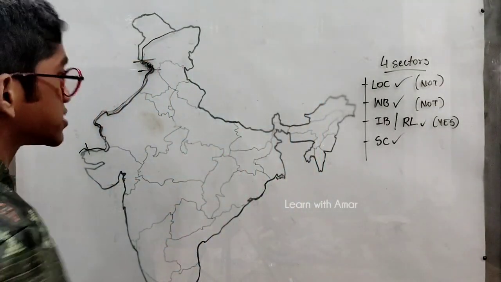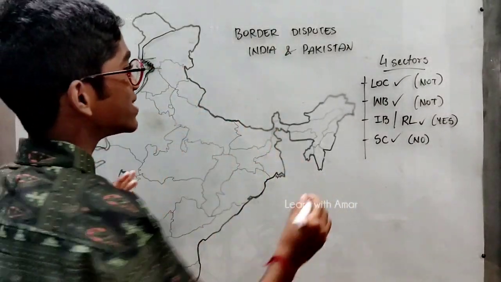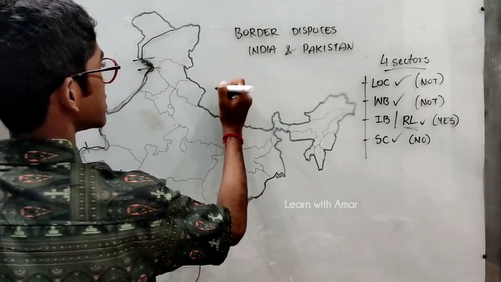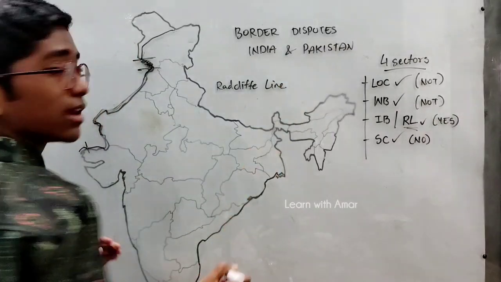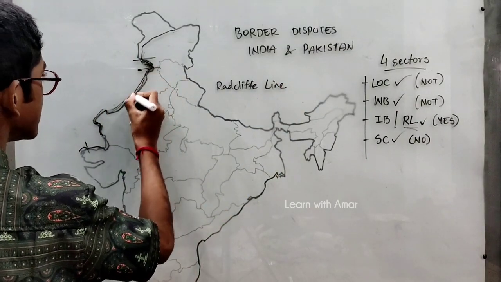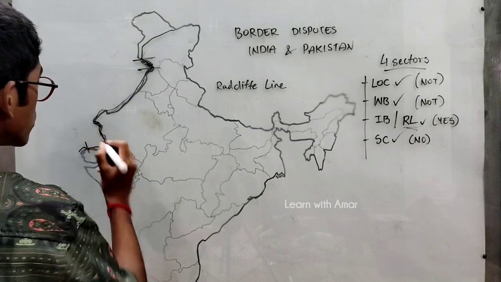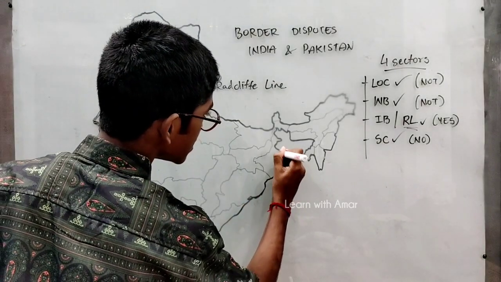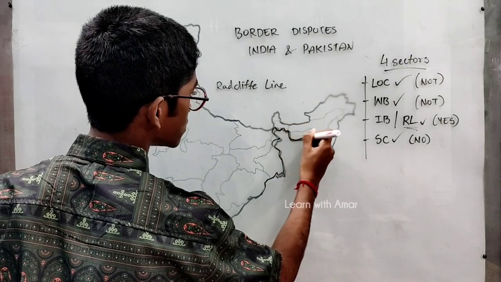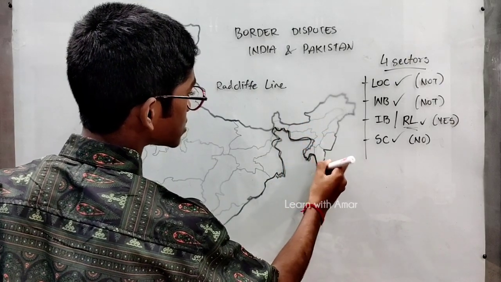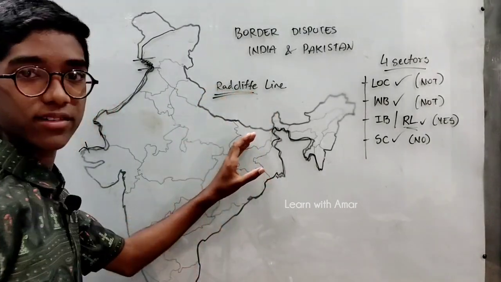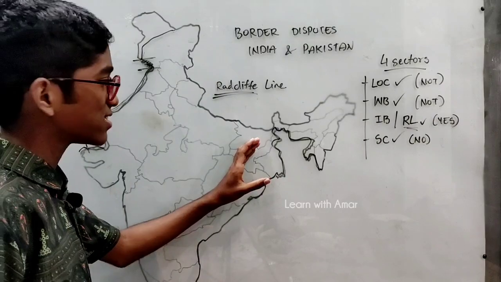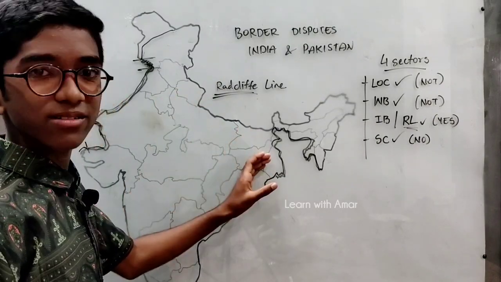So we have discussed all the four sectors. Before I go, I forgot to tell you about this one, Ratcliffe Line, as I told you previously. As I said, this is Ratcliffe Line, but not only this. Surprisingly, this is also Ratcliffe Line. As during the partition of India, this was also demarcated by Sir Cyril Ratcliffe. Right, this is also called Ratcliffe Line. We will discuss in another video, that is India and Bangladesh.